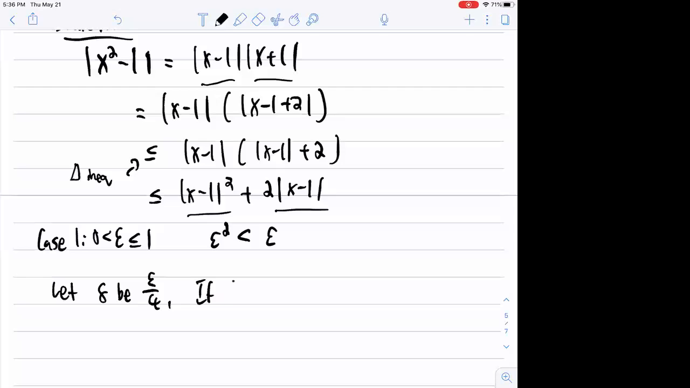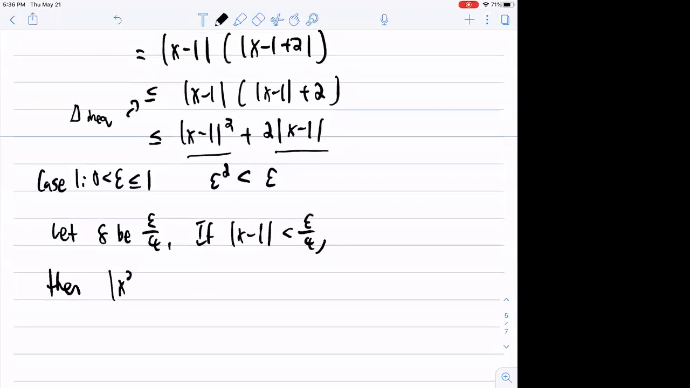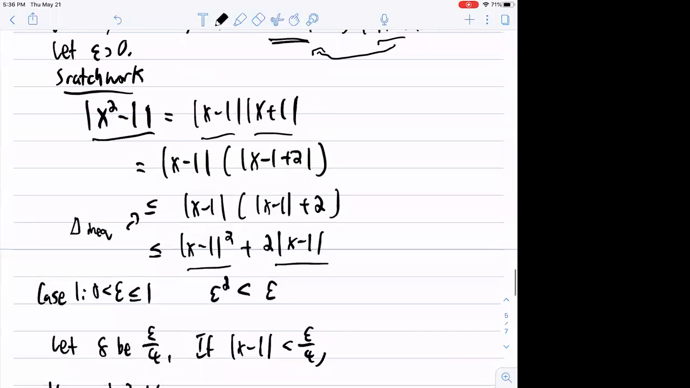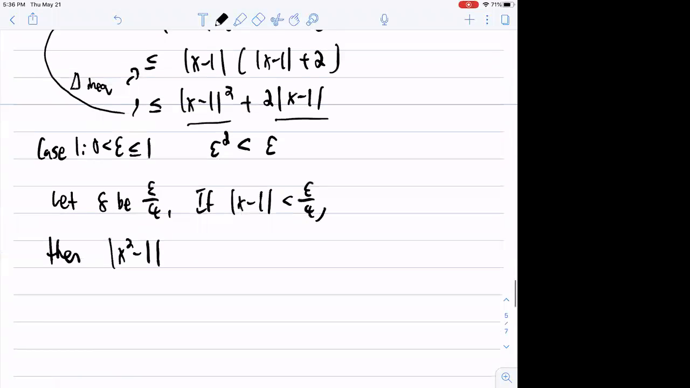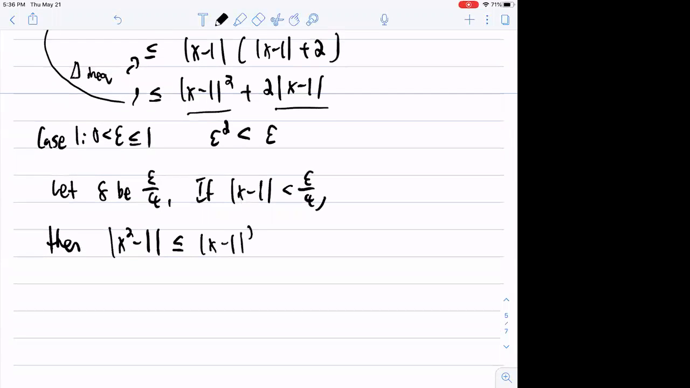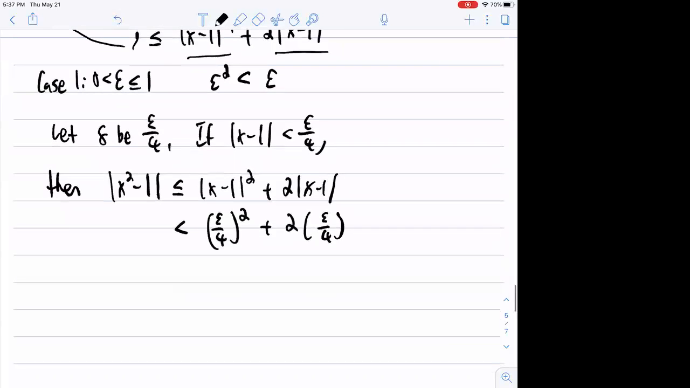So, if |x minus 1| is less than epsilon over 4, then |x squared minus 1|, we did all the calculation, right? If we go all the way to the bottom, is smaller than or equal to |x minus 1| squared plus 2|x minus 1|. But then |x minus 1| is less than epsilon over 4. So this is less than (epsilon over 4) squared plus 2 times epsilon over 4. Hopefully I got this right. So epsilon squared over 16 plus epsilon over 2.